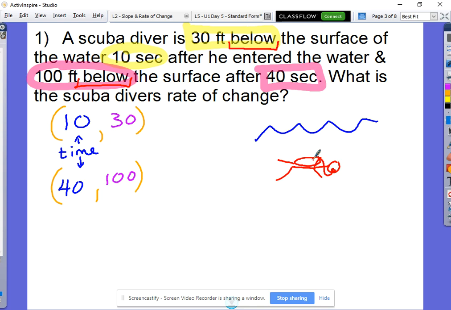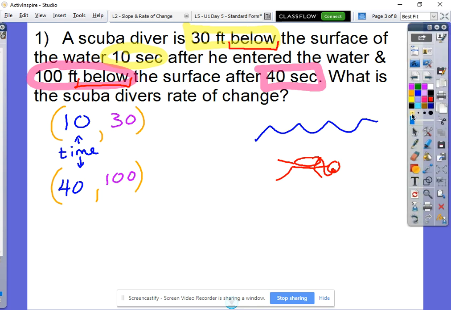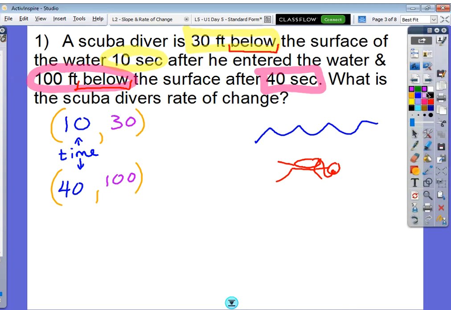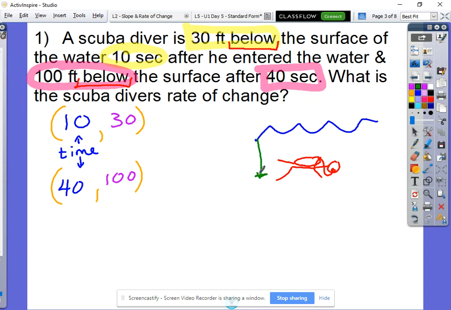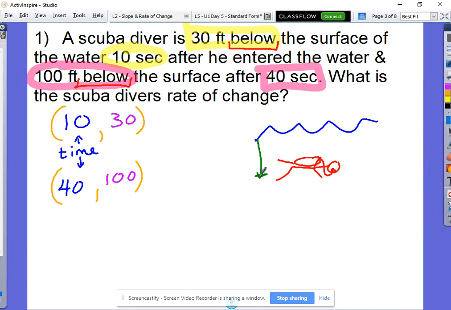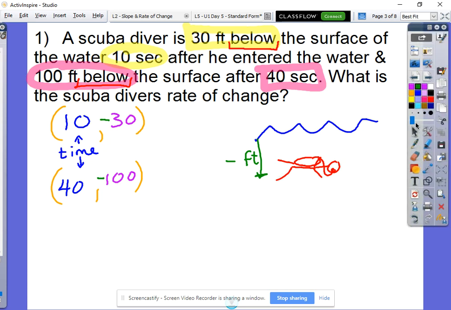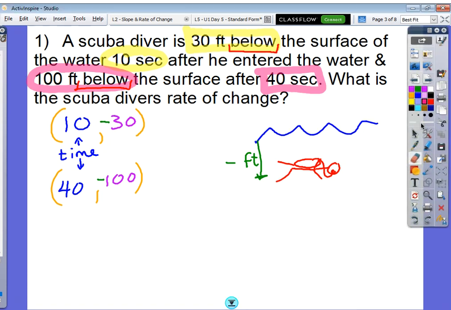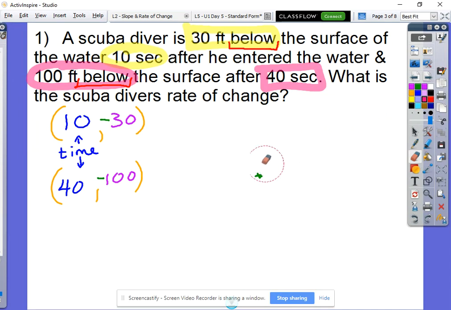That looks terrible. But anyway, if you are below the surface of the water, then the depth at which you are here, we're going to measure that in negative feet because you're below the surface. This is negative 30. This is negative 100. Because you are below the surface of the water, those numbers need to be negative. Okay? So that's the first thing you want to watch out for. Don't make that mistake where you don't write your negatives. You've got to have negative.